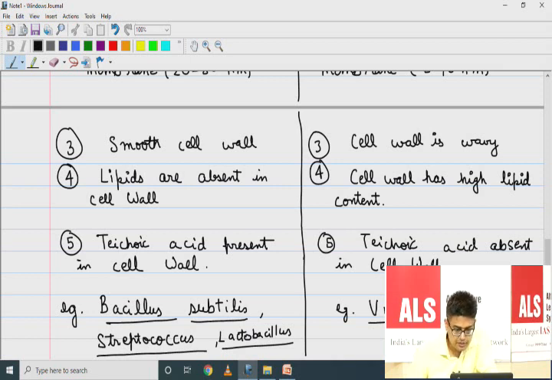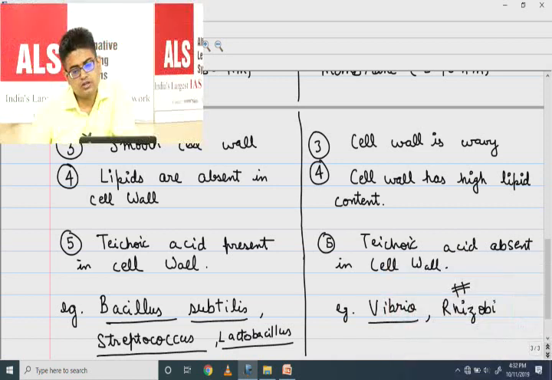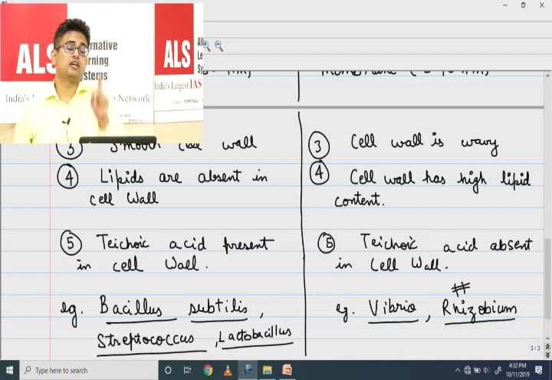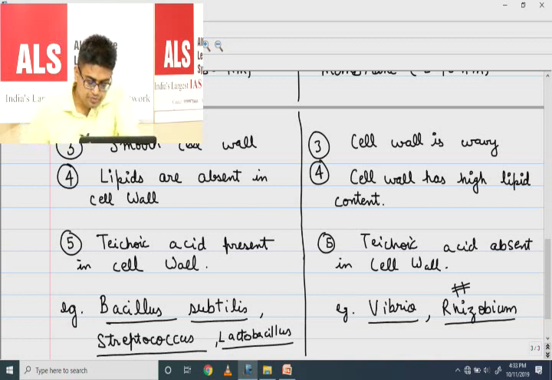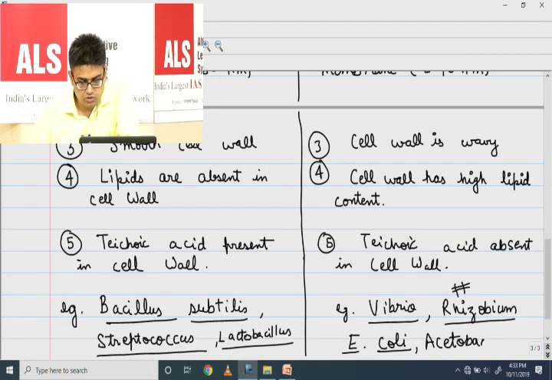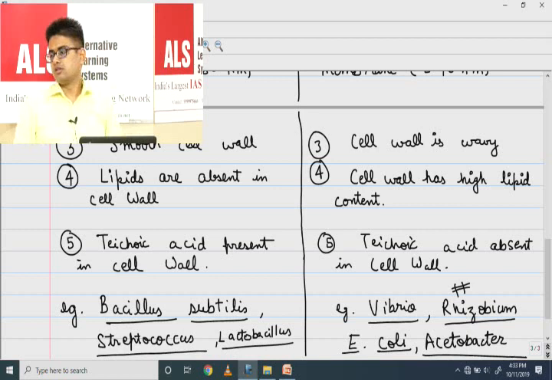Acetobacter, rhizobium. Rhizobium is very important because it has been asked in your NEET examination that rhizobium, the nitrogen-fixing bacteria, is it gram-positive or gram-negative. So actually it is gram-negative. E. coli is a very common bacteria. It is gram-negative. So Acetobacter aceti, which makes acetic acid, is also gram-negative bacteria. So there are a lot of examples.